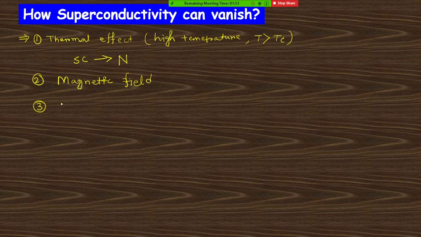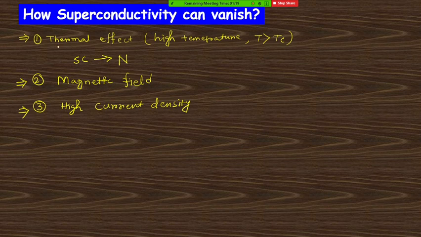Okay, so if we apply a huge current in the superconductor, then the superconductivity phenomenon is also destroyed. So high current density. Okay, these three are the effects by which we can transfer the superconductor to the normal state of this metal or the alloy.